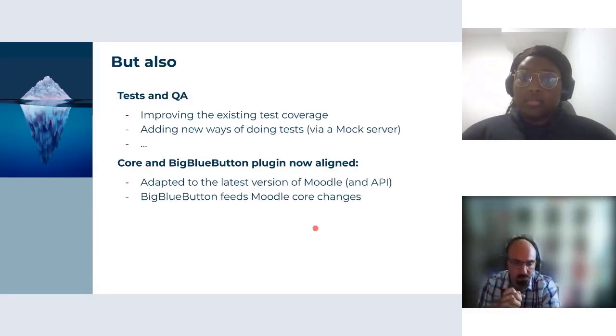So when we integrated the plugin to core, this is why the iceberg picture is used: there is this part that is not really seen, which is the improvement of the test coverage, adding new ways of doing tests via a mock server, thanks to Andrew, actually. And the result is that the core and BigBlueButton are now aligned.